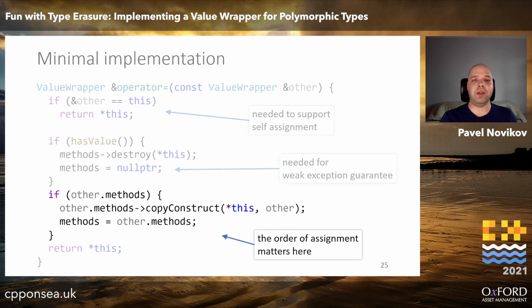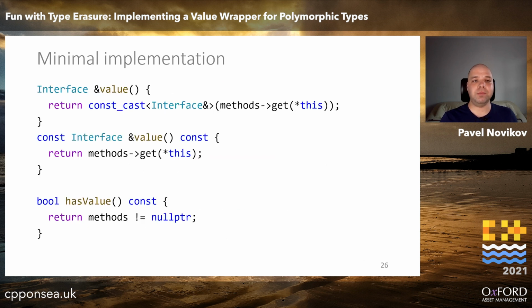So if the other object has a value, we call copy construct to construct this instance from the other instance and assign the pointer to the table if the copy construction went successfully. If it did throw an exception, this is the easy part that's left.